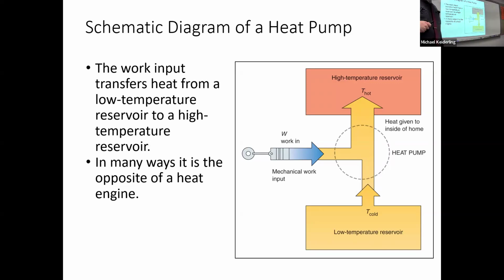a high temperature reservoir. So it's easy to turn work just directly into heat. Heat pumps are better than that because they can pull some heat from a cold place and move it to a warm place. So we use heat pumps. We use heat pumps to efficiently warm places and also to cool things. Your refrigerator is a heat pump.